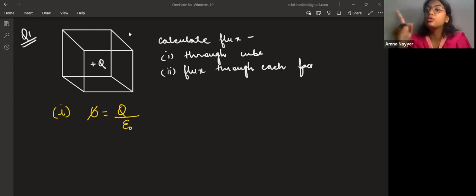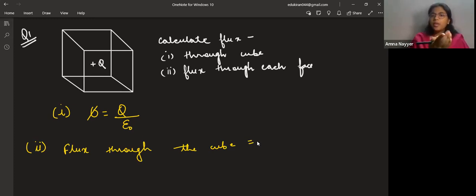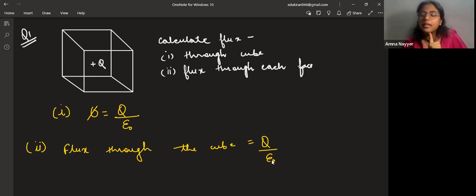The second part says flux through each face. What is the flux through each face? So how will we calculate it? It's a very basic technique. What is the flux through the whole cube? Just now we have seen in the first part, the flux through the cube is Q by epsilon naught. Now, how many faces are there in a cube? Six faces, right? So one cube means six faces.